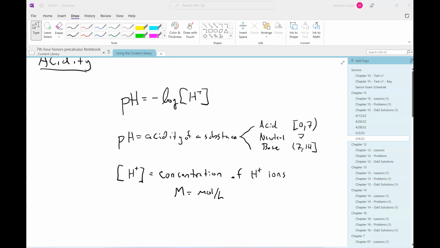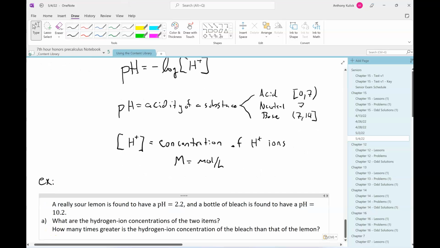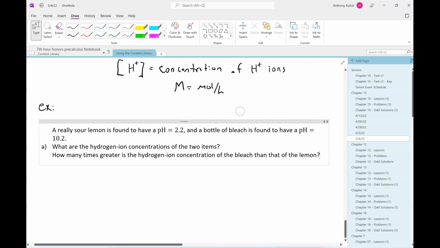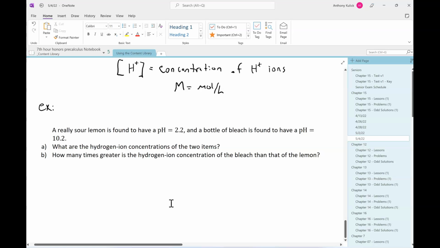Very good. Let's do an example. A really sour lemon is found to have a pH of 2.2, and a bottle of bleach is found to have a pH of 10.2. Part A, what are the hydrogen ion concentrations of the 2 items? Part B, how many times greater is the hydrogen ion concentration of the bleach than that of the lemon?